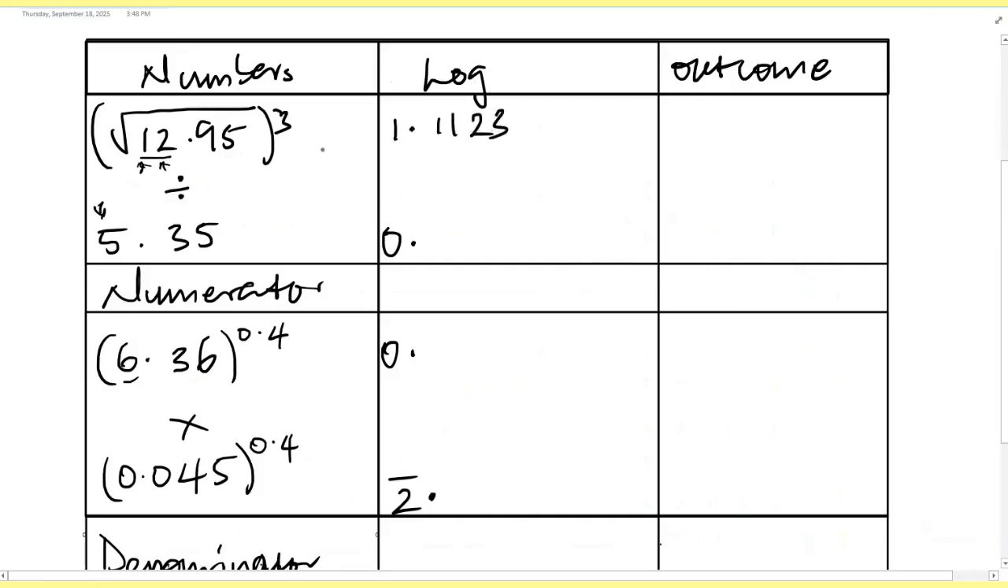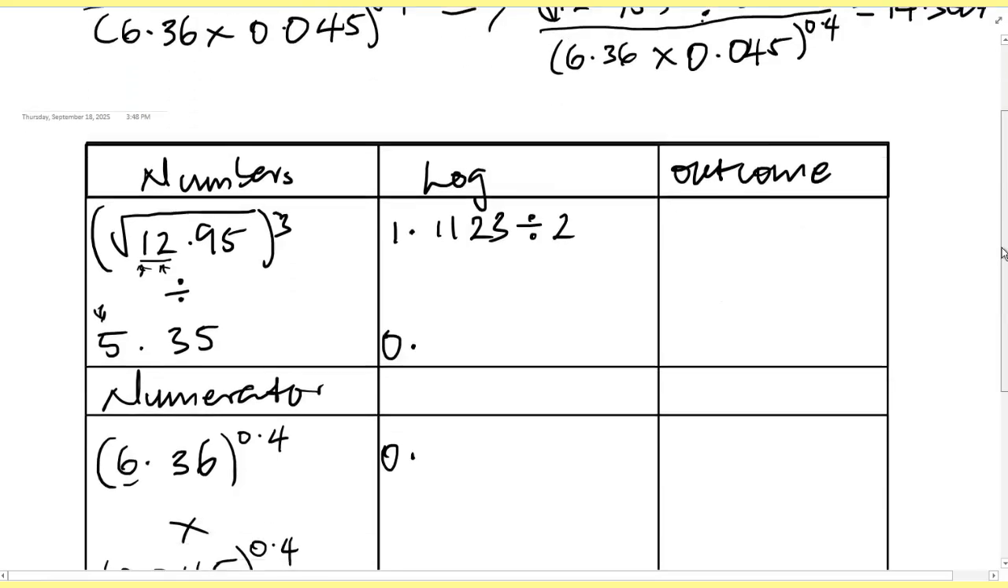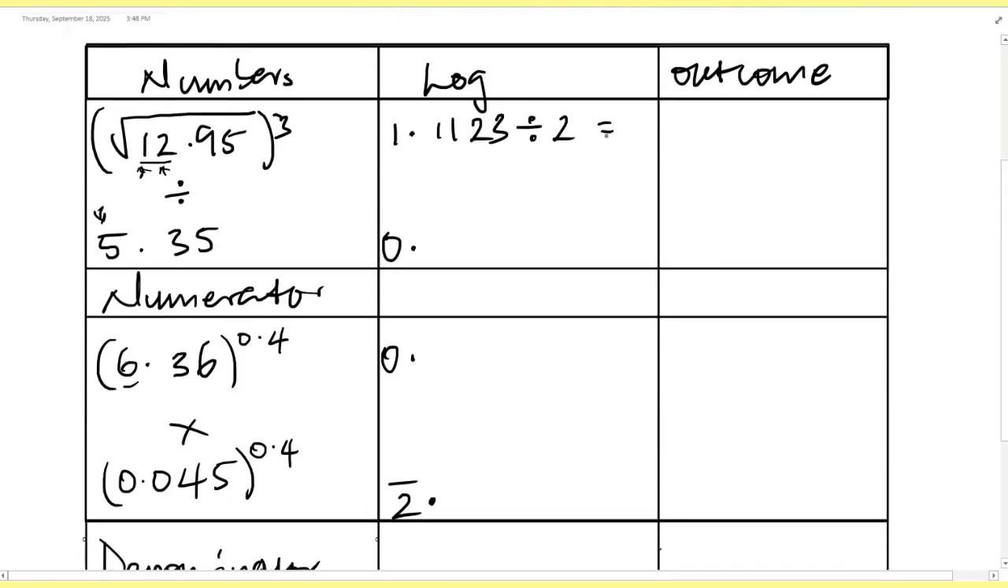Good. Now, mind you, because we have a root here, we're going to divide our answer by 2. Remember what I did up here. We're going to divide our answer by 2, and after that, whatever we get, we multiply by 3. So we're following that squarely. If you divide this by 2, you'll get 0.5561. Now we multiply this particular one by 3.